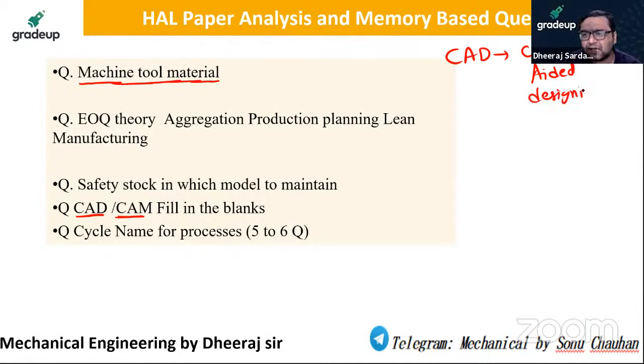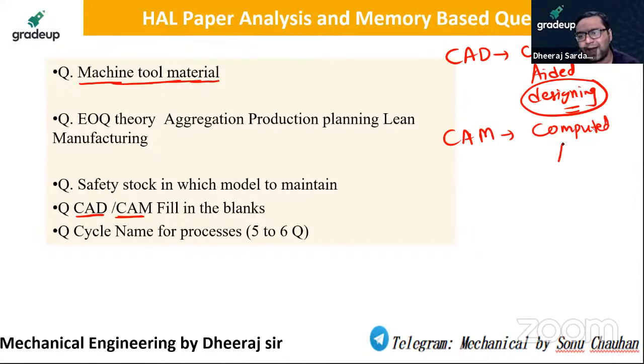So they were asking CAD is used for, and the options were designing and manufacturing. So guys, you will say designing, obviously. Similarly, a fill in the blanks for CAM was there. It was computer aided manufacturing. In the options, it again had design and manufacturing, so you will say manufacturing. This question was from computer integrated manufacturing. So guys, this is the CAD CAM question.